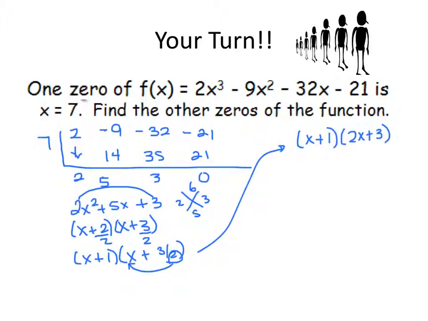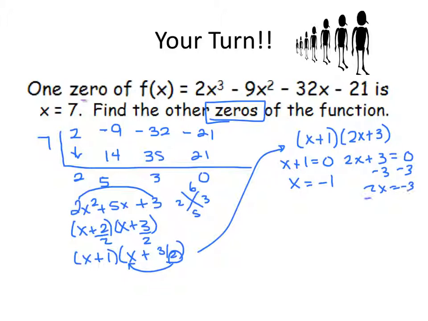So again, usually we stop there, but because it says zeros, it wants us to find the solutions. So you take these and set them equal to 0. Solve for x. So x is equal to negative 1. And 2x equals negative 3. Divide by 2. X is equal to negative 3 halves. So our answers are the 7 from the problem, the negative 1, and the negative 3 halves.